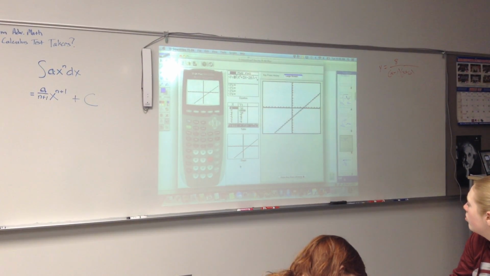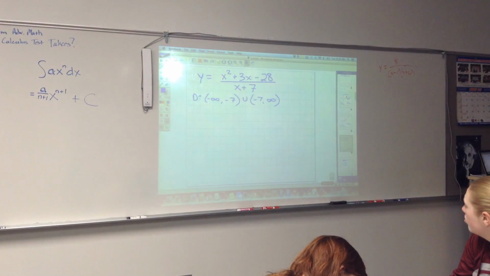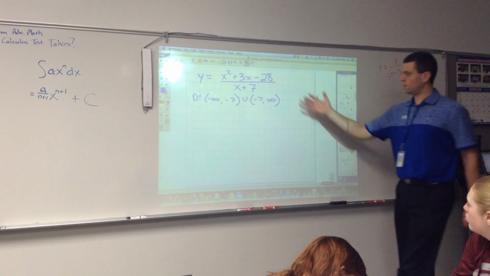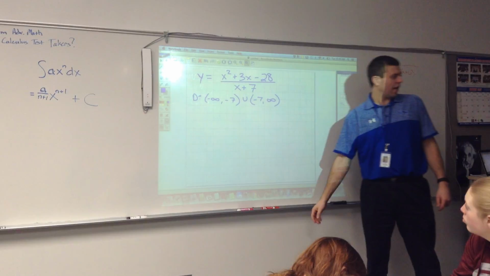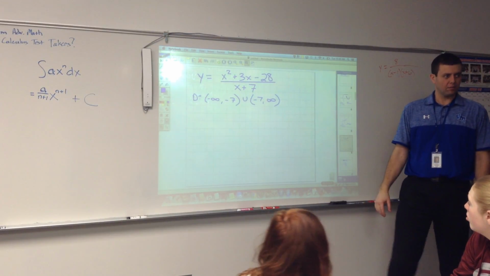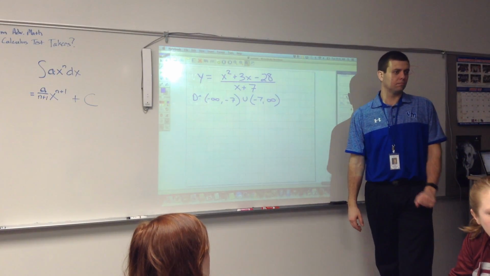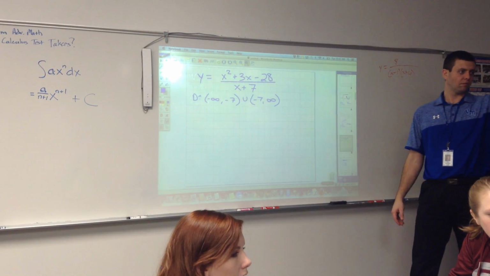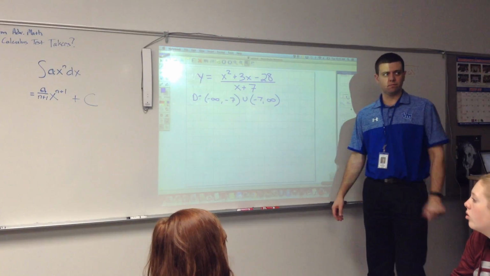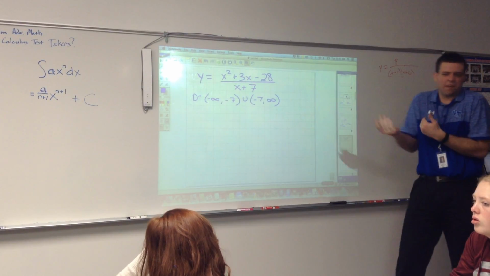Alright, so here's the graph of this function. Would you have guessed it was a line? No. Why not? Yes for somebody, no. Why yes? I said no. Who said yes? Who said no? Why would you not have guessed it was a line?